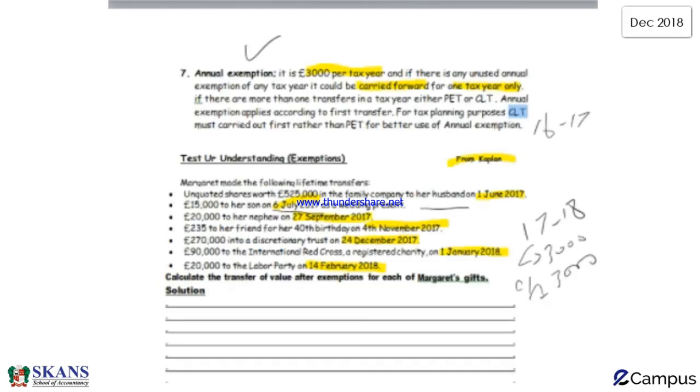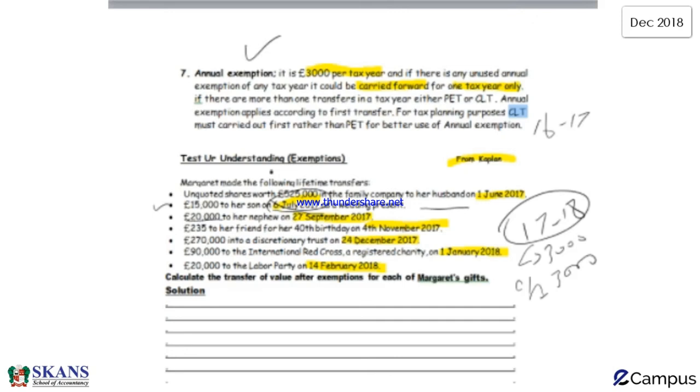Now, keep in mind, you have already used the annual exemption for the tax year 17-18. As we can see, all the rest of the transfers are also in the same tax year, so you would not be able to claim annual exemption on any of the following. Then she transferred 20,000 to her nephew on 27th of September 2017. I'm afraid that's a PET whose transfer value is the chargeable amount, as we are not left with any exemption to be applicable on it. As the nephew is not getting married, we could only consider annual exemption, which we have already utilized in the transfer made on 6th of July 2017.